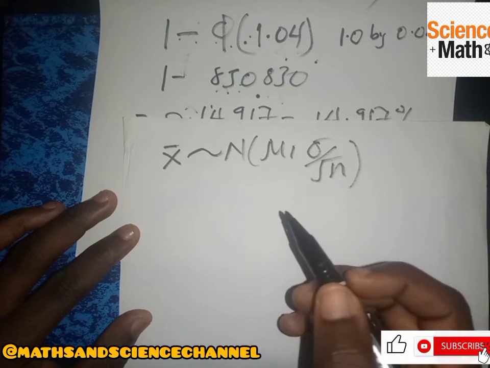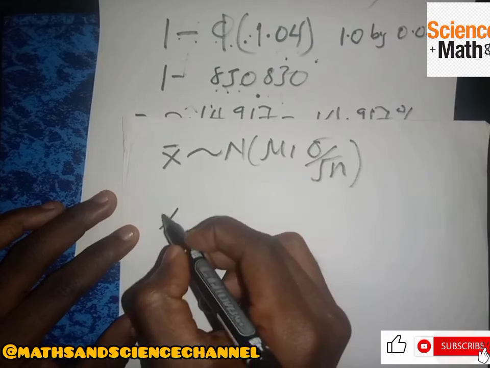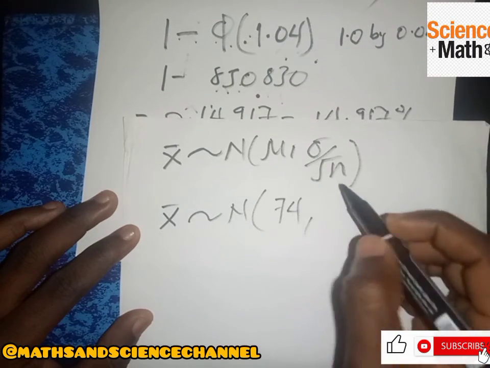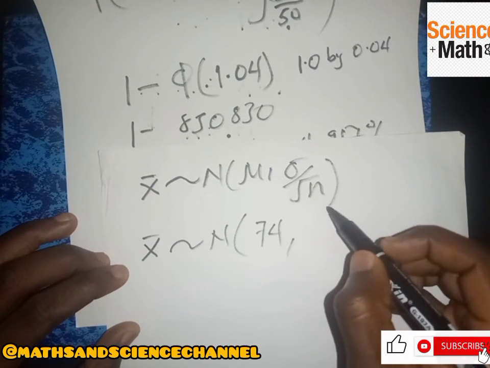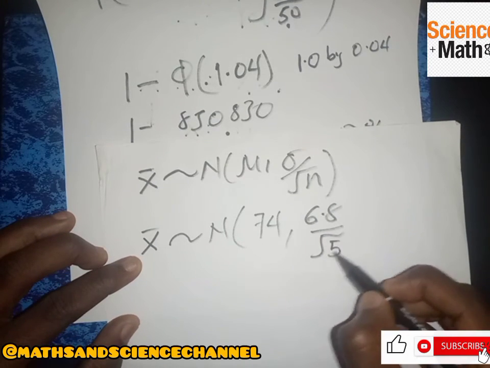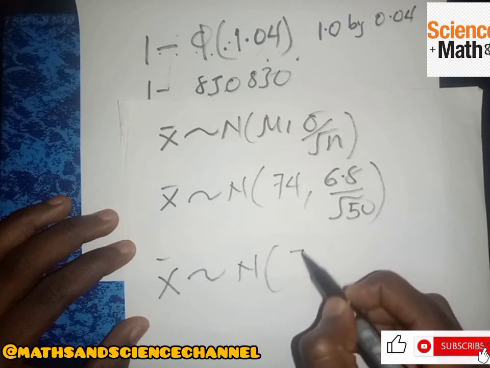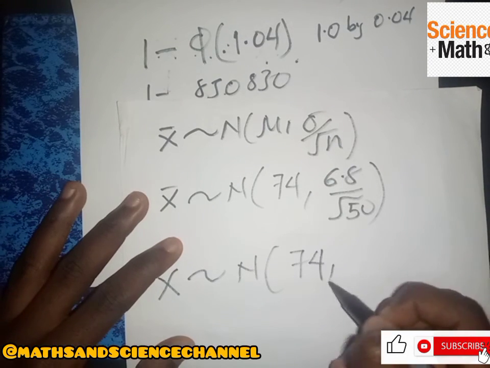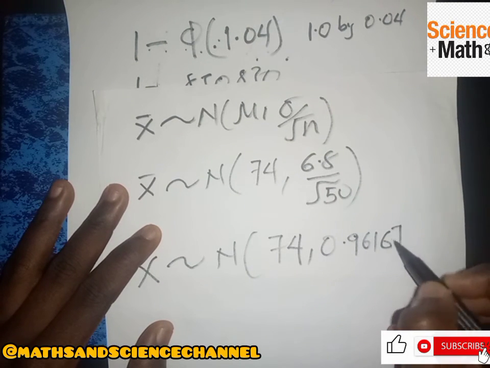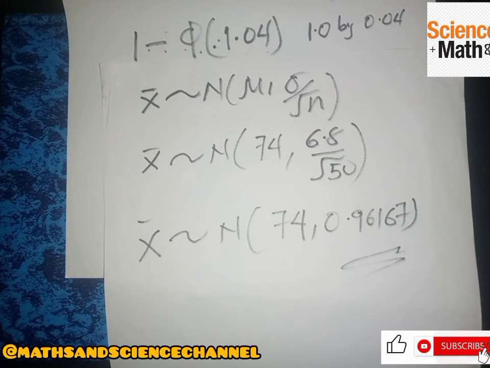We are given 50 students, so the number of students in this case is 50, and our mu is still 74, and the standard deviation is still 6.8. So with mu equal to 74 and the standard deviation of 0.96167, that will be the distribution of the mean score of 50 students.